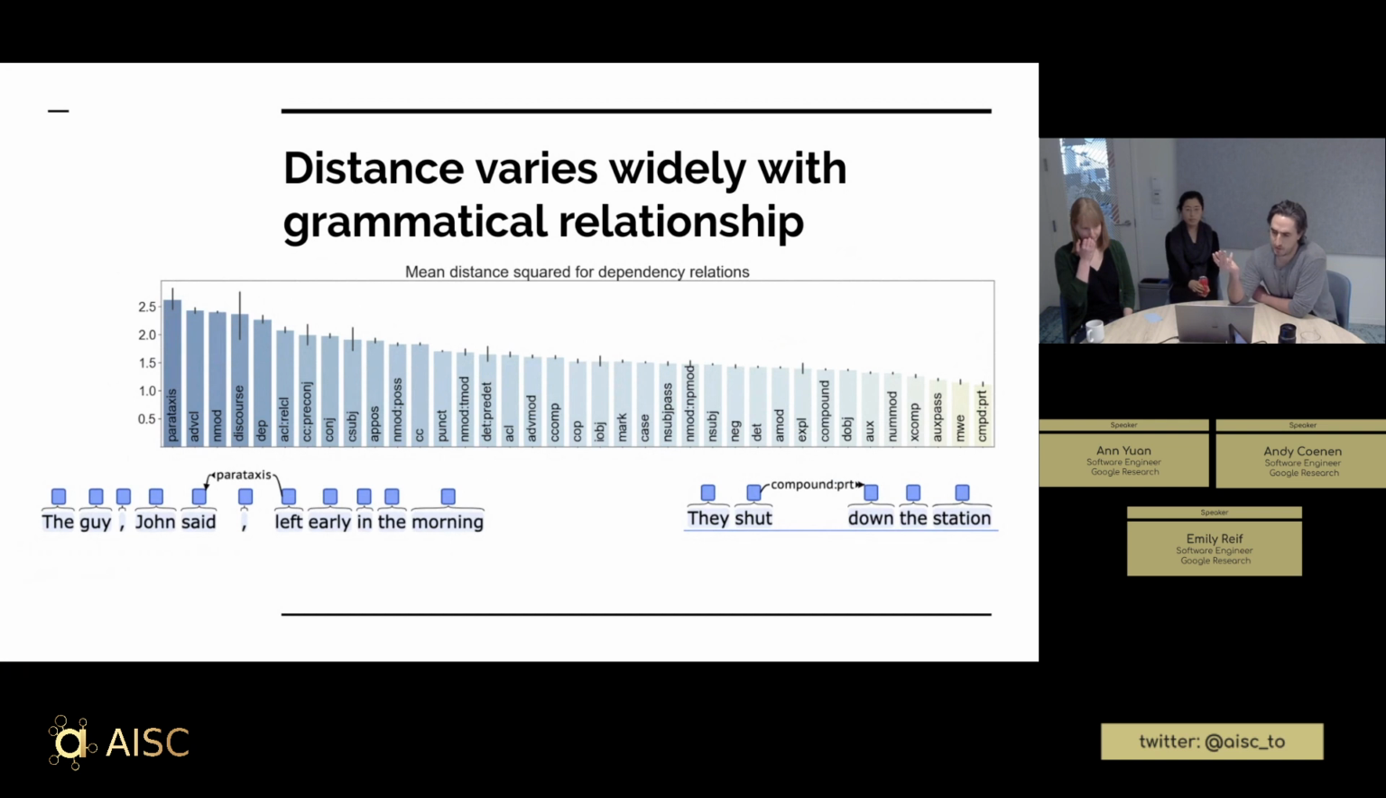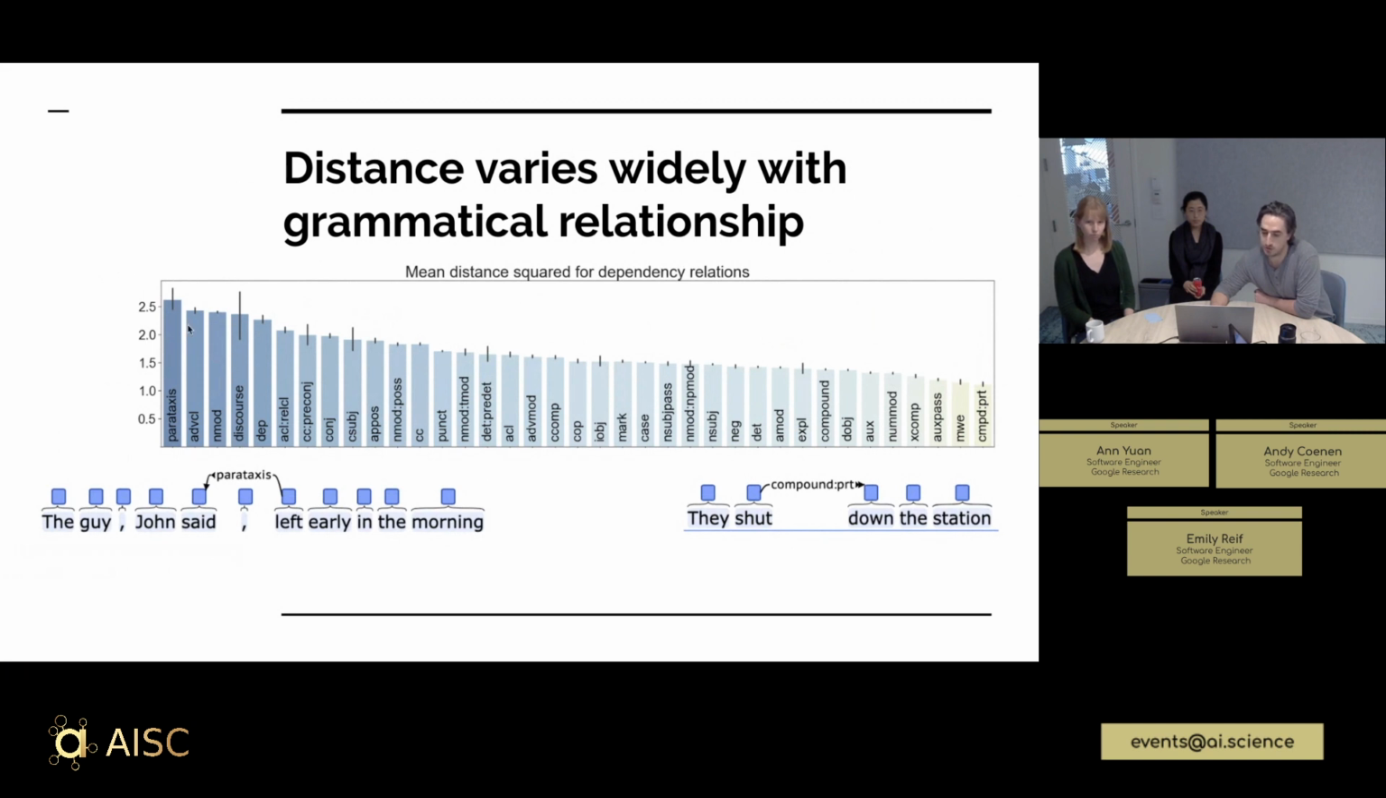So we followed up on that a little bit more, and it turns out that different dependency relations have widely varying distances depending on their specific identity. Certain things like compound participle wind up being very, very close. Here's an example of what that is: "they shut down". Again, it's a common bigram. These words work together in a way that makes them very similar, working almost as a unit.